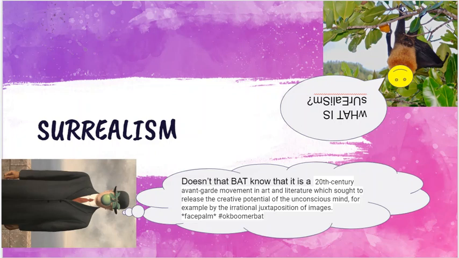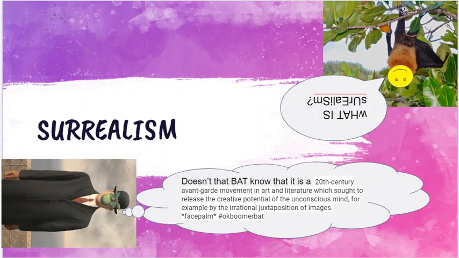Okay, surrealism. The bat is hanging upside down. He's saying, "What is surrealism?" And the guy that's weirdly sticking out from the wall with an apple over his face says, "Doesn't that bat know that it's a 20th century avant-garde movement in art and literature which sought to release the creative potential of the unconscious mind, for example, by the irrational juxtaposition of images, face palm, hashtag okay boomer bat."